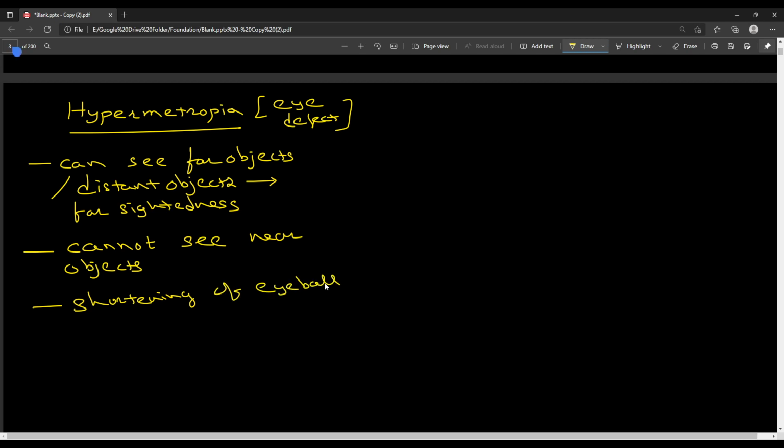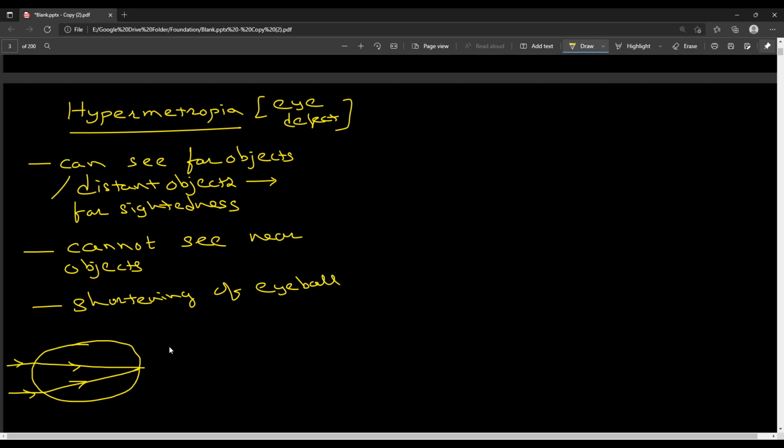Okay, let us see where the image is created. Suppose this is your normal eye. The image is getting created at this particular position. The image is created at the retina.